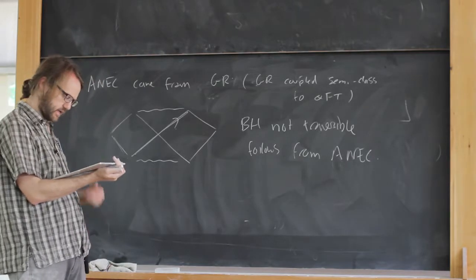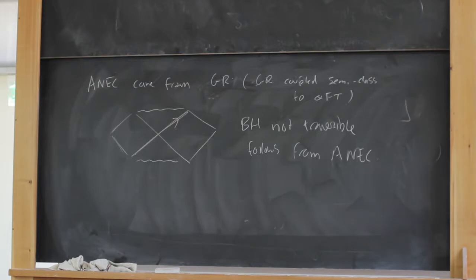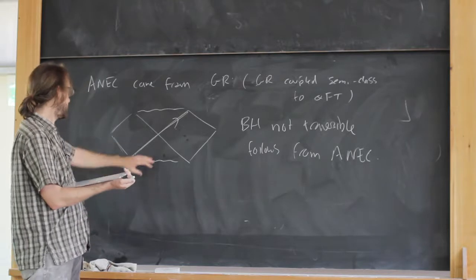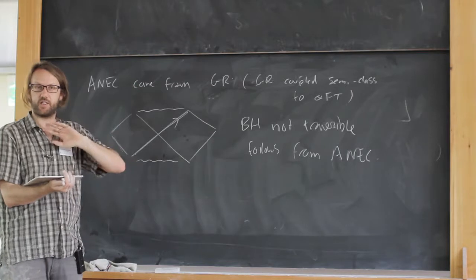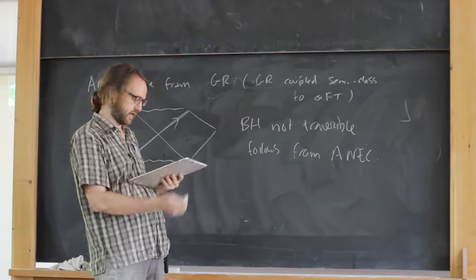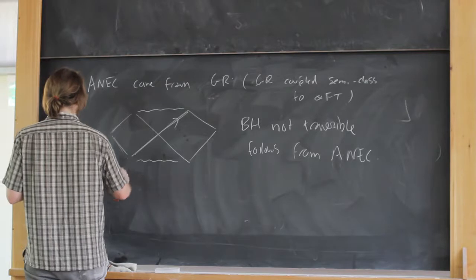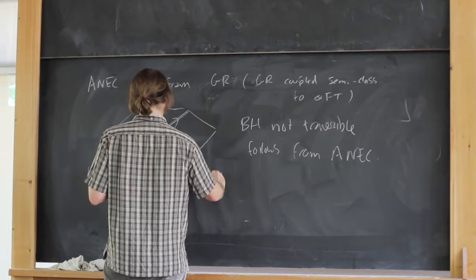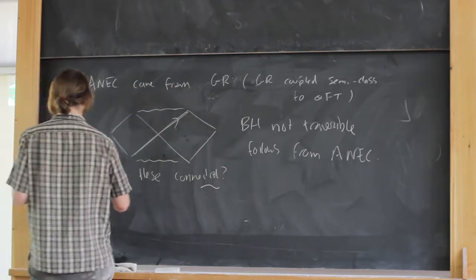Okay, so the ANEC was conjectured based on this fact, but there's a seeming disconnect between the proof that I just gave you, which is just about quantum field theory and says nothing about gravity. So how are they connected? It turns out that the connection comes from thinking about the generalized entropy.